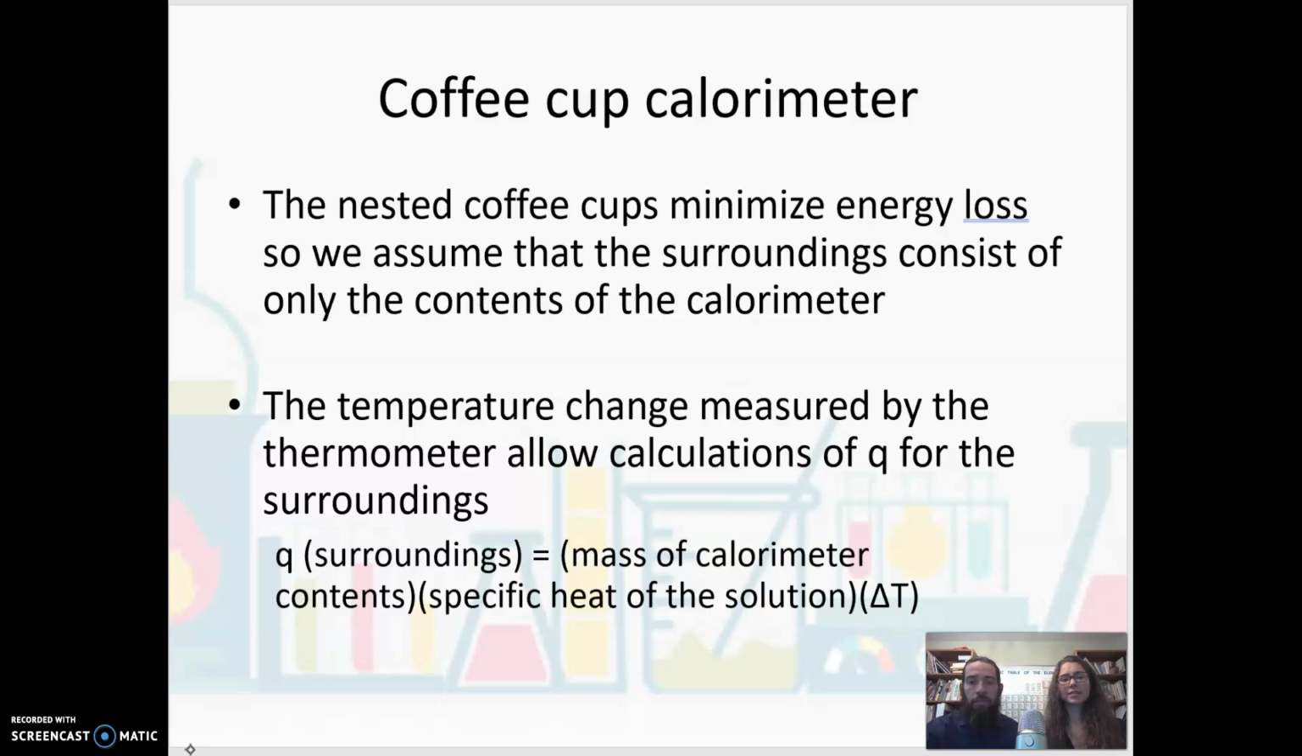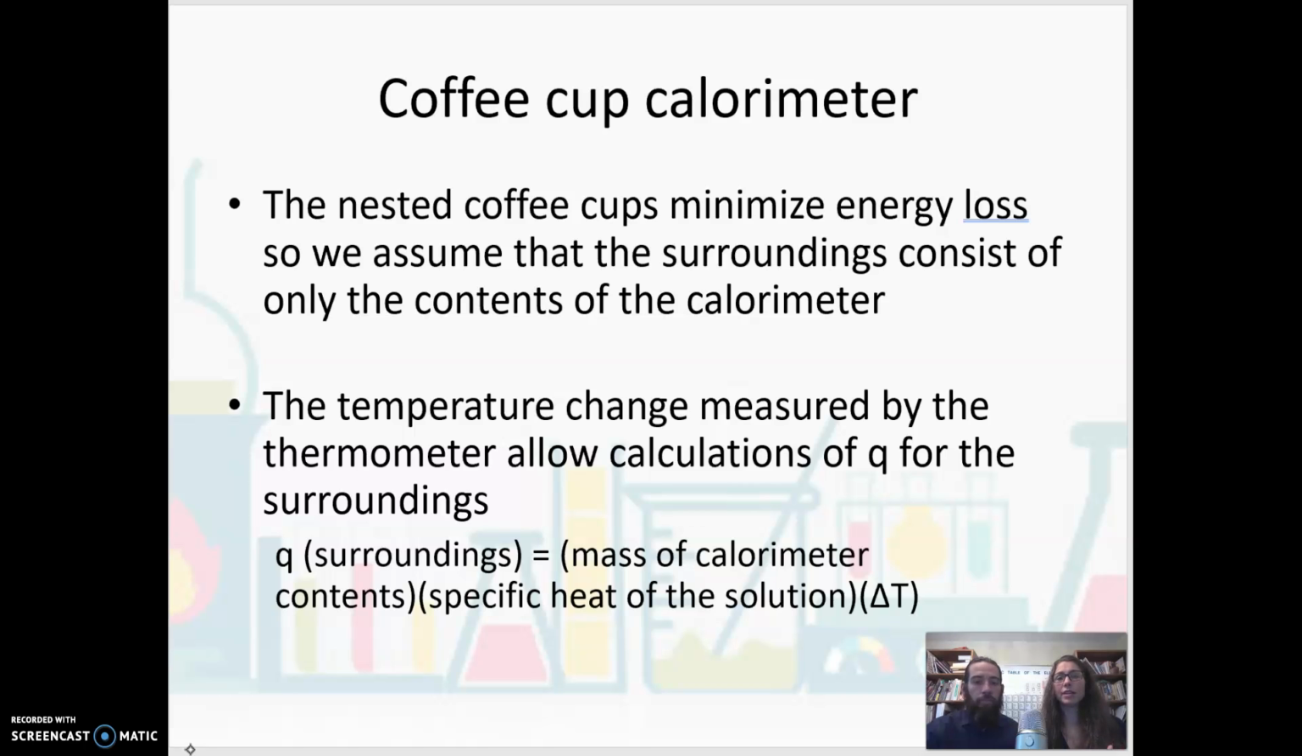So like I mentioned, it's nested coffee cups. So we're using styrofoam, we're minimizing loss of the temperature, and in fact we're assuming that the calorimeter in coffee cup calorimetry is not absorbing any of the temperature. So all of the heat that's evolved from this chemical change or absorbed is really just within that solution. So we assume that the calorimeter is not absorbing any of the energy, and we can do all of our calculations from there.